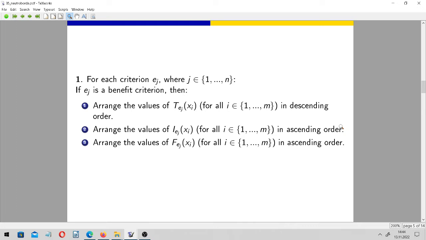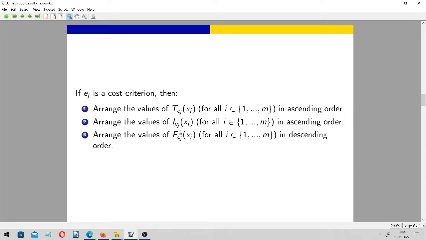So we assume that if our criterion is a benefit one, then we are deeply satisfied when the values of truth are high. It means that we have a high probability that our object is good with respect to this criterion. Contrary to this, we prefer low values of falsity, and moreover we prefer low values of indeterminacy because it's not good to have something indeterminate, that we are not sure if it is good or not.